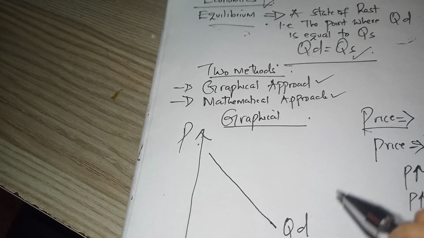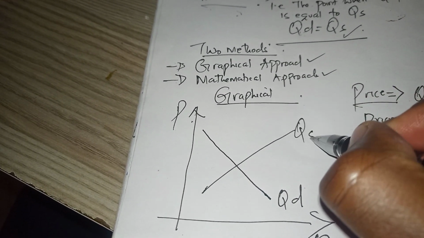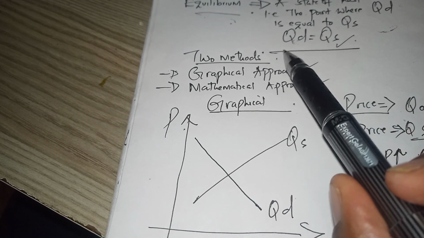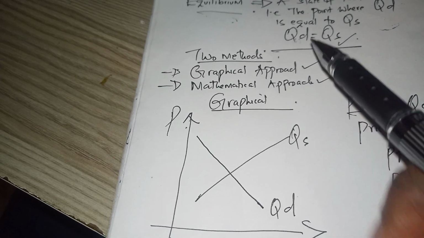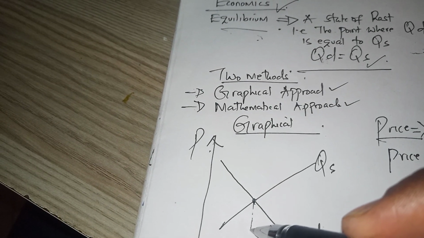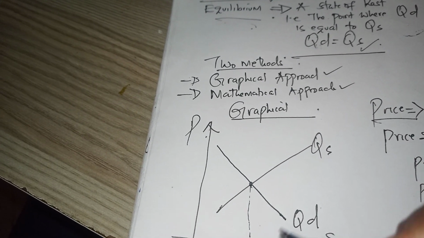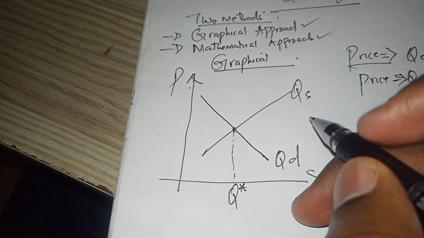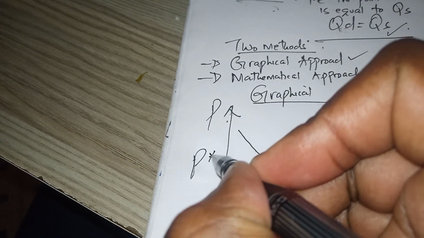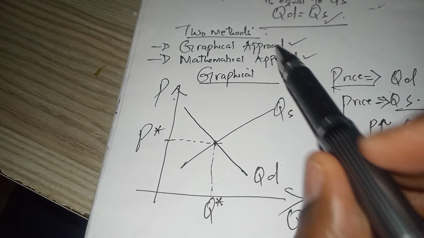So for demand, the curve will be negatively sloped. So that is QD. And for supply, positively sloped. So we said earlier that equilibrium is a state where QD is equal to QS. So at this point, QD is equal to QS. So when we plot, we have Q star, that is the equilibrium quantity, and P star, that is the equilibrium price. So that is the graphical approach.